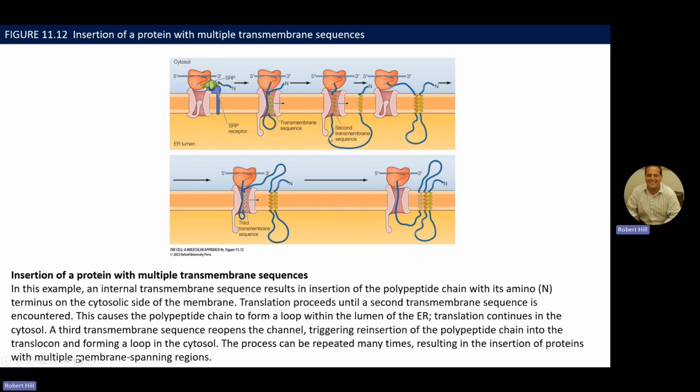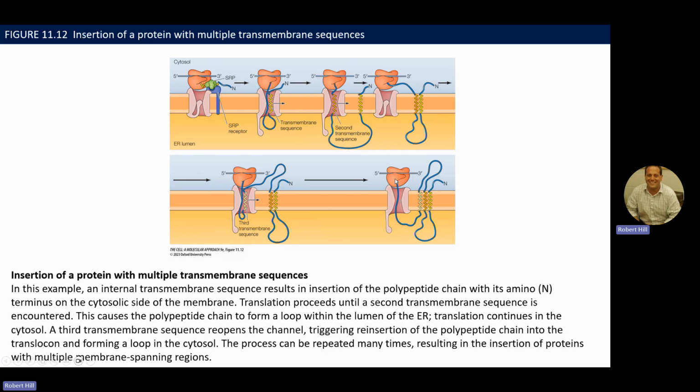You get continued translation, and then a second transmembrane sequence or hydrophobic stretch is encountered, and it causes the lateral gate to open up again, and that can push into the phospholipid bilayer. All right, so you get continued translation, and look, it comes up on a third transmembrane sequence. That causes it to go through the lateral gate as well. All right, ultimately, the end of this is going to be in the lumen side.